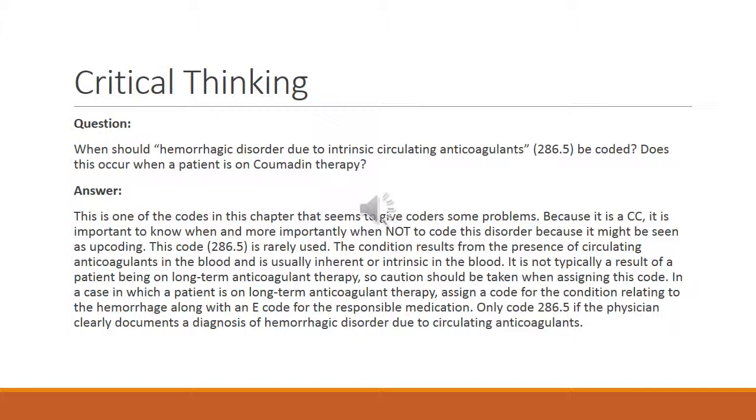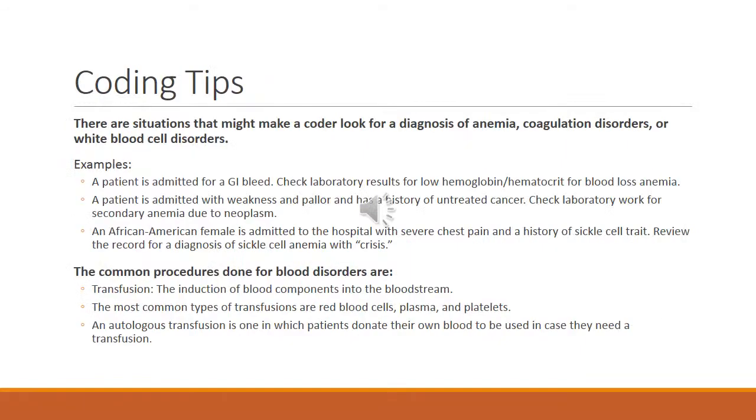assigning this code. In a case in which a patient is on long-term anticoagulant therapy, assign a code for the condition relating to the hemorrhage, along with an E code for the responsible medication. Only code 286.5 if the physician clearly documents a diagnosis of hemorrhagic disorder due to circulating anticoagulants.